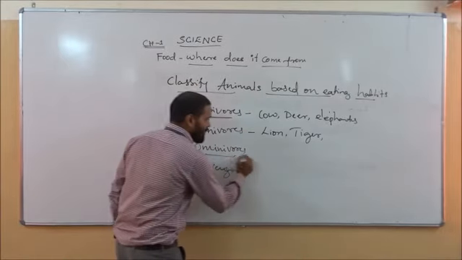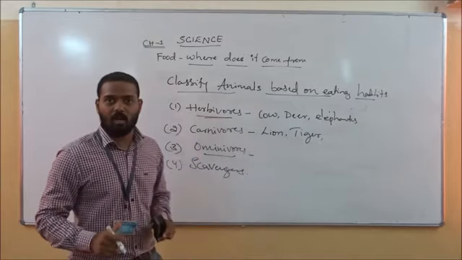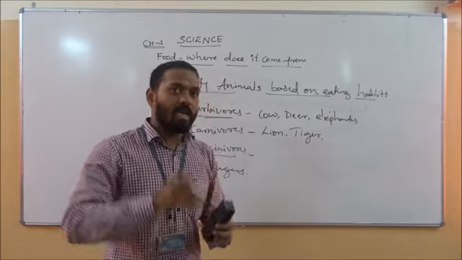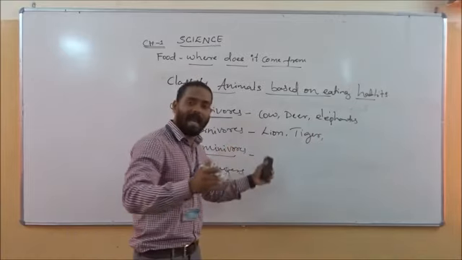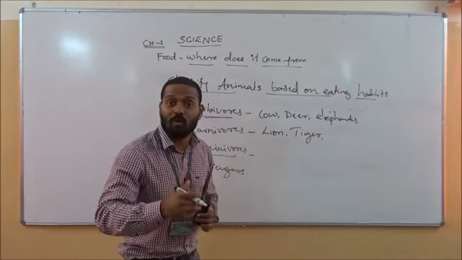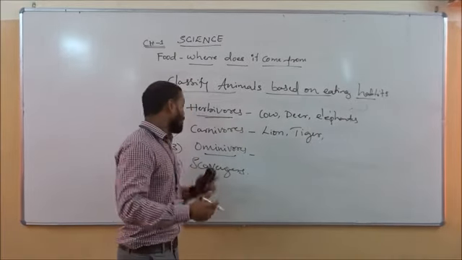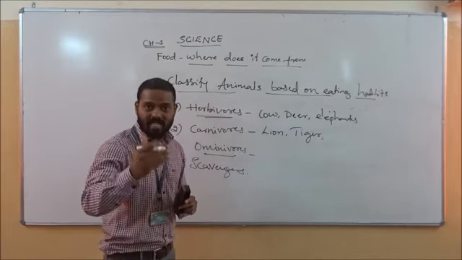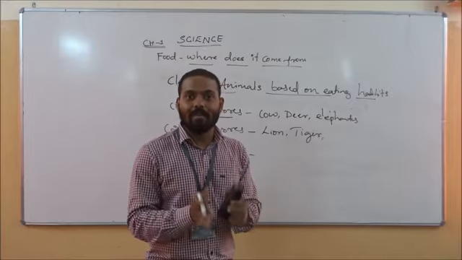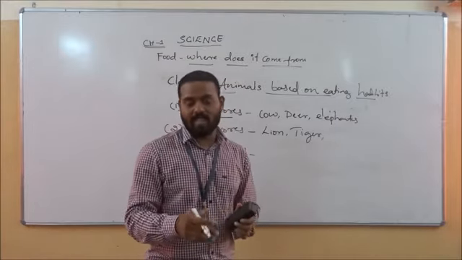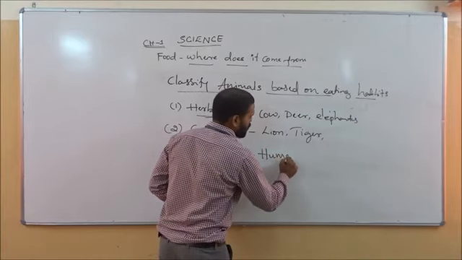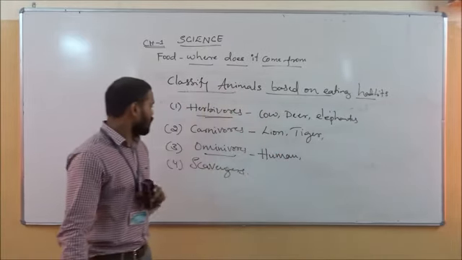The next one is omnivorous animals. Omnivorous means those living organisms that depend on plants as food and also depend on animals for food. Such living organisms we can call omnivorous. The best example for omnivorous is human beings. Human beings depend on plant products as well as animal products. So human beings are omnivorous.